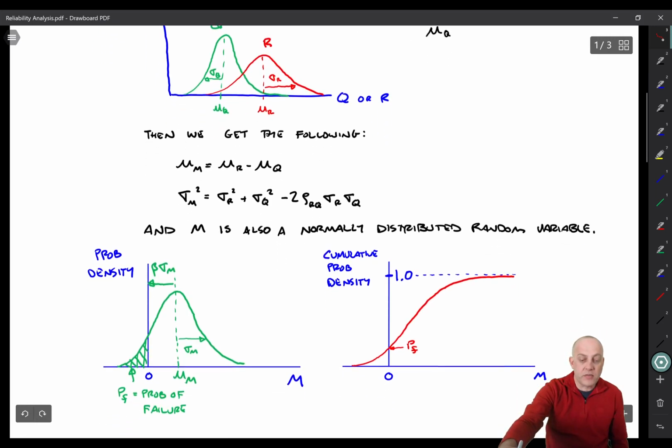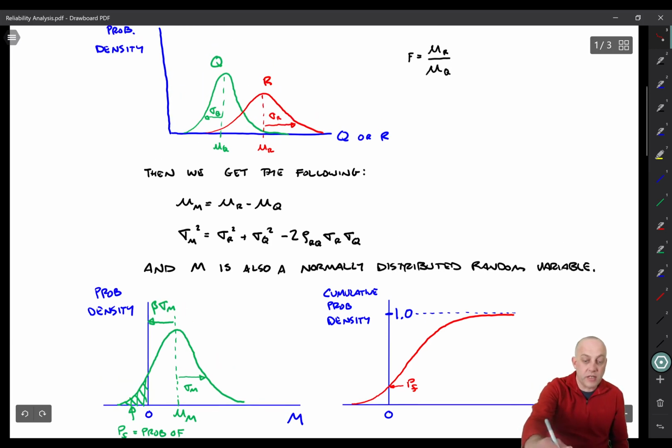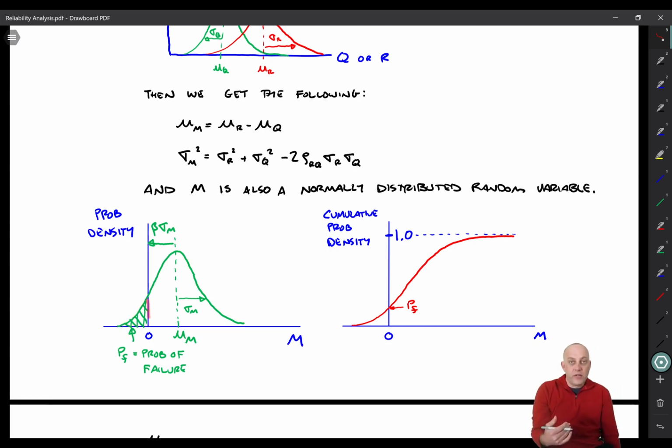So what we can do then is plot the resulting random variable m versus probability density, right? So here's the probability density function for the margin of safety. There will be a region where the load is bigger than the resistance, right? There is some region where the resistance is smaller than the load, and that is a failure. If the resistance is smaller than the load, then the thing would fail.